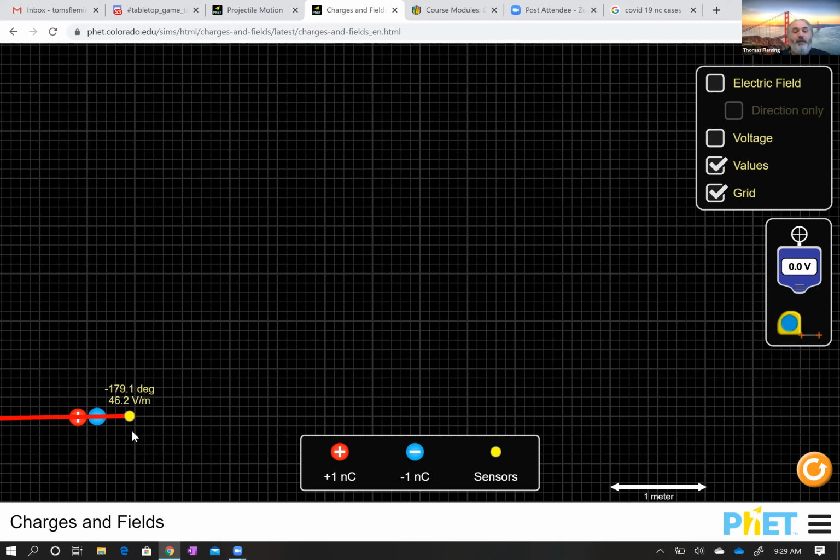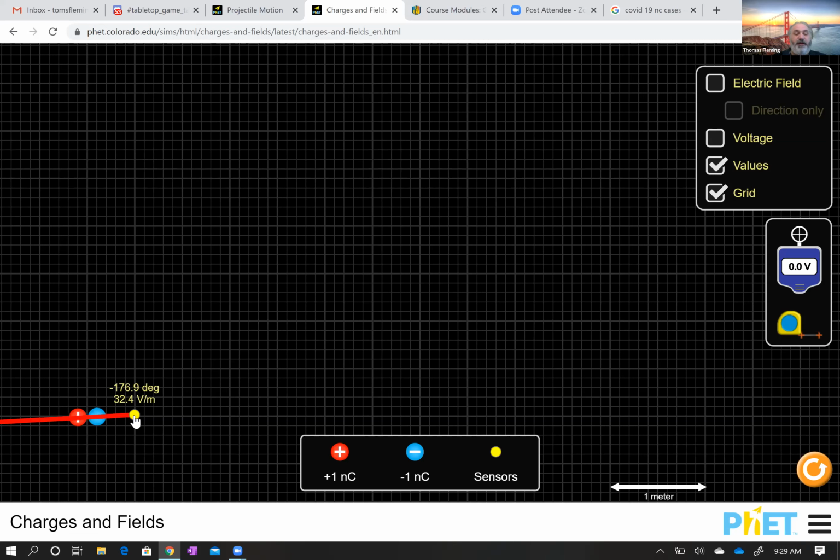Now, if I move my sensor further away, the electric field gets wimpier. Again, that's what we were just seeing. We expect that as we get further from the dipole, the electric field ought to get smaller. And I want to prove that the relationship that I see is the one that we just derived. So how can I pull that off?